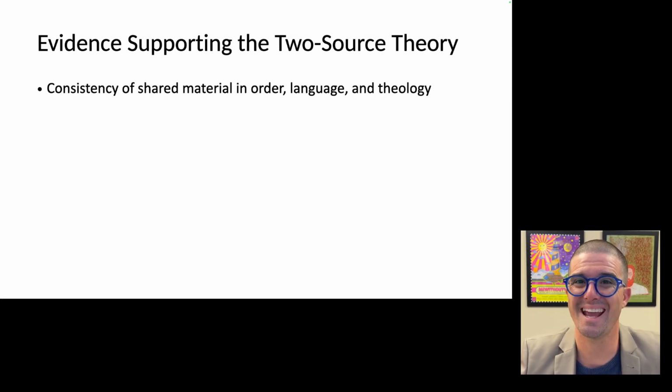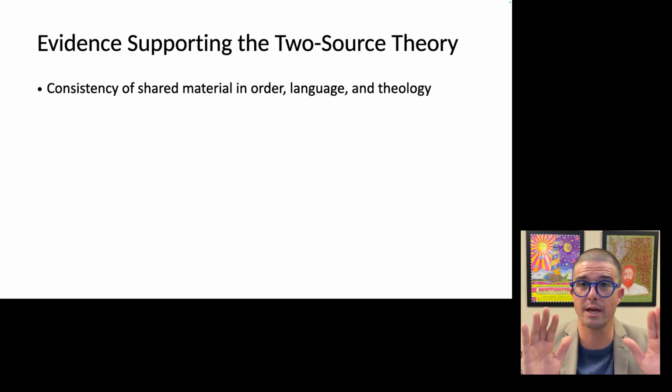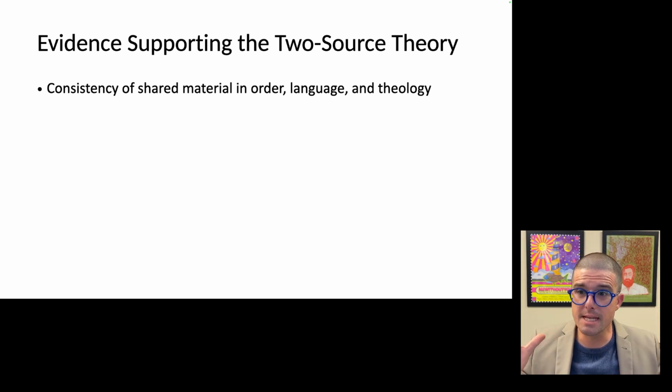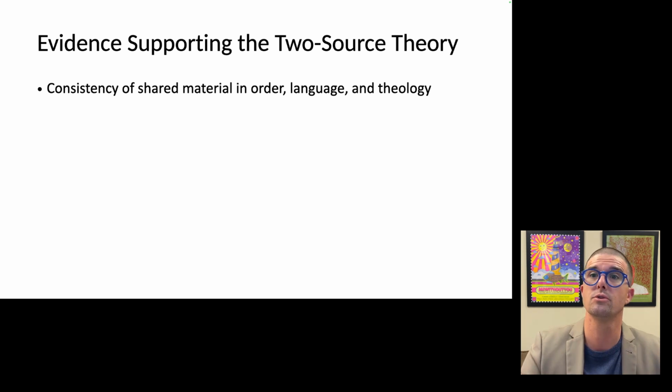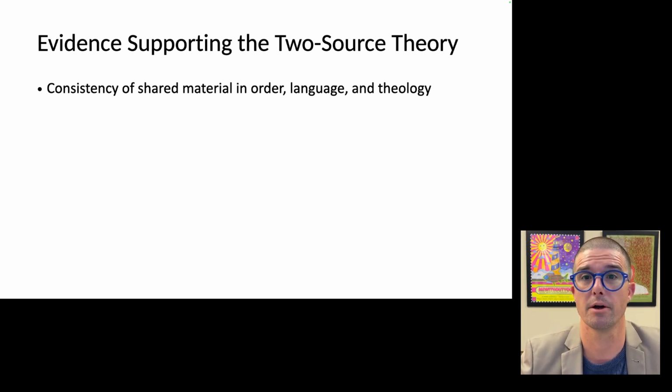Both the two-source and the Farrer theories have evidence that supports the one over the other. When it comes to the two-source theory, the biggest point in its favor is the consistency of the material that's shared between Matthew and Luke, and the way that this material differs from what is shared between Matthew, Luke, and Mark. That is, with Matthew and Luke, that shared material seems to be a lot more similar to the material that's shared between all three Gospels, between Matthew, Mark, and Luke.